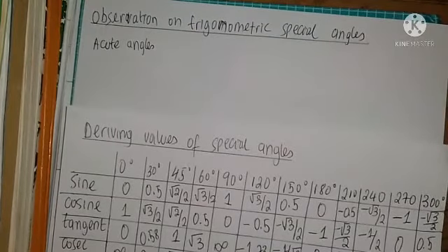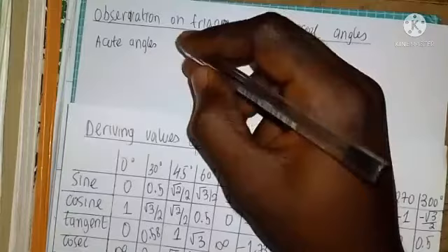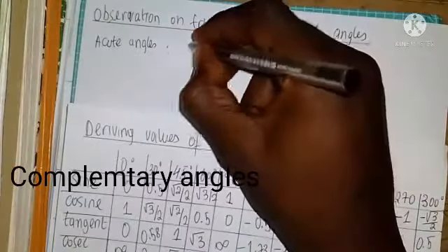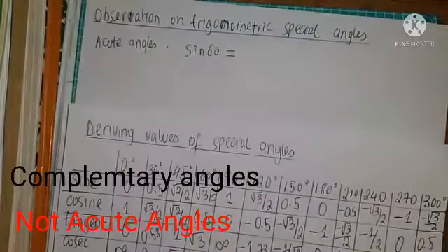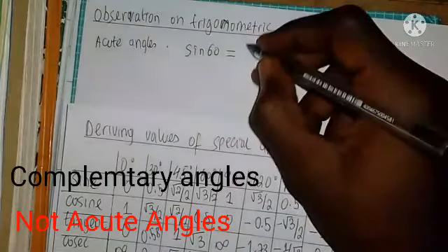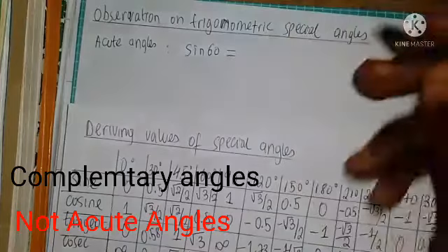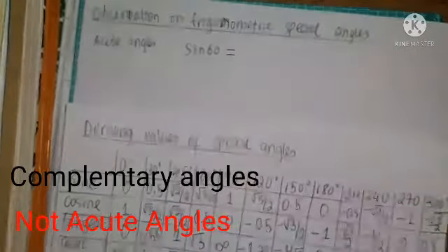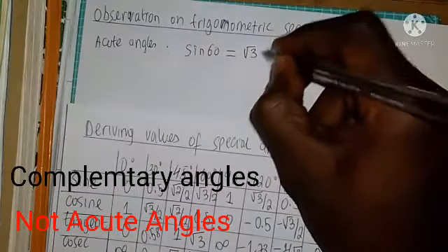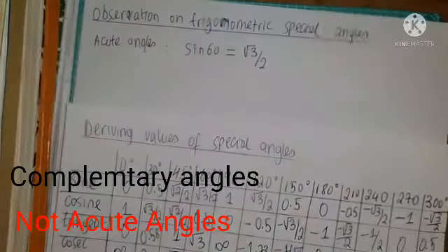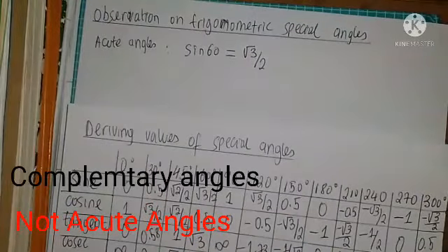So for acute angles, let's take for example sine 60. Now with respect to the definition of acute angles, sine 60. You can observe that sine 60 here is equal to a value of root 3 on 2. Now observe which other value has this value of root 3 on 2 within this range.